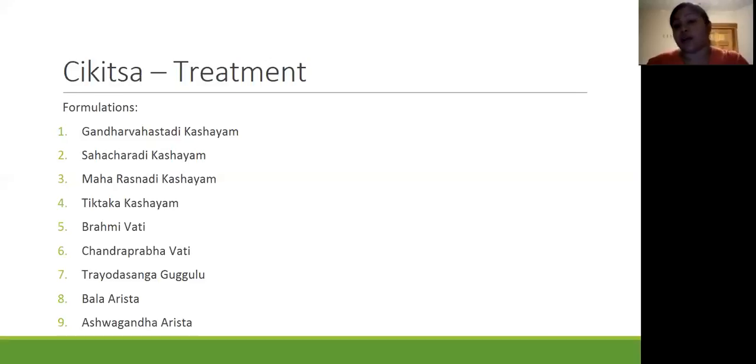Arishtas are alcoholic preparations. So Bala Arishta is an alcoholic preparation of Bala. Ashwagandha Arishta is an alcoholic preparation of Ashwagandha. And those are really good because the alcoholic preparations tend to absorb very quickly. So for instance, if someone is not able to eat, or they have dysphagia, trouble chewing and swallowing, and they're not able to get the nutrition, but they need a lot of strength, they have no strength at all, then Bala Arishta or Ashwagandha Arishta is a great option, because it's a fluid that we can easily help them to administer to get them to swallow, and that will immediately bring back their strength, okay? So these are different options for the formulas and treatments.